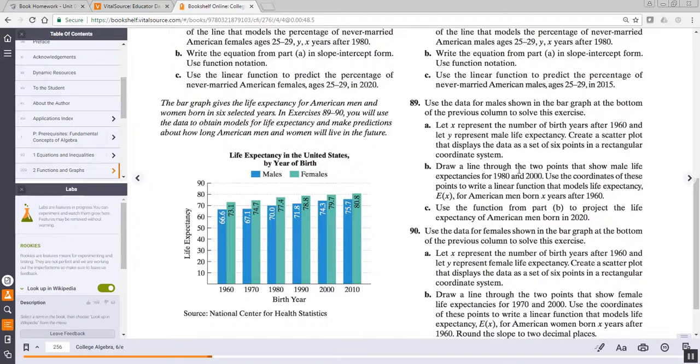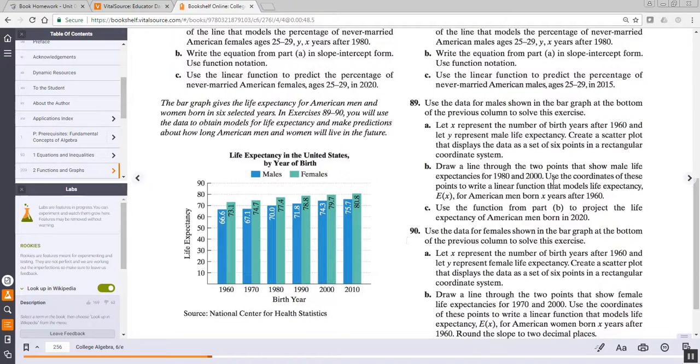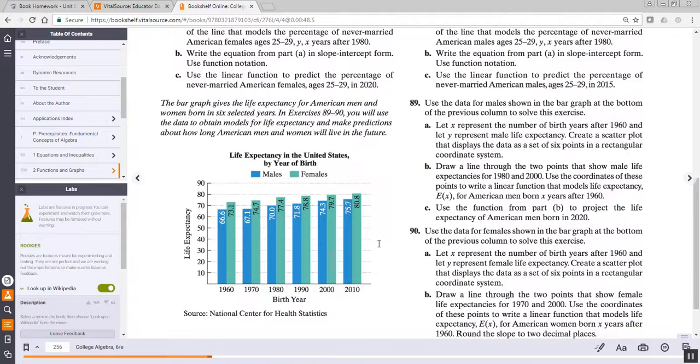Now those are our points, and I'm not going to do part A. Part A says create a scatter plot. That's just plotting points. Draw a line through the 2 points that show male life expectancies for 1980. 1980 was our third point, so this one here. And 2000. 2000 was this point. Use the coordinates of these points to write a linear function that models life expectancy. And this is what your question was.